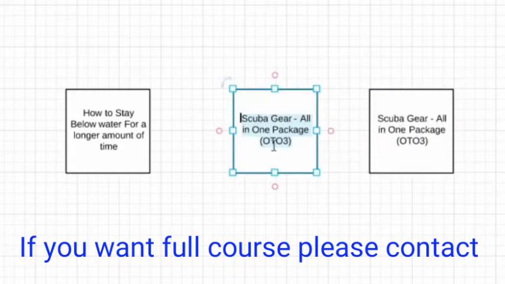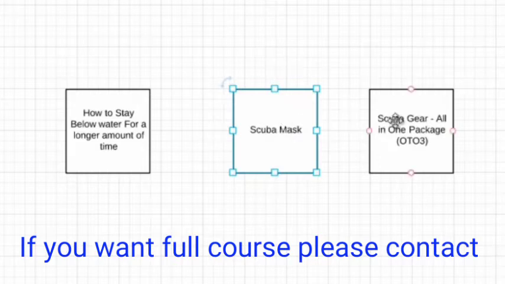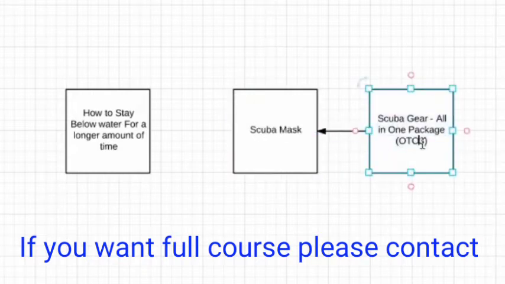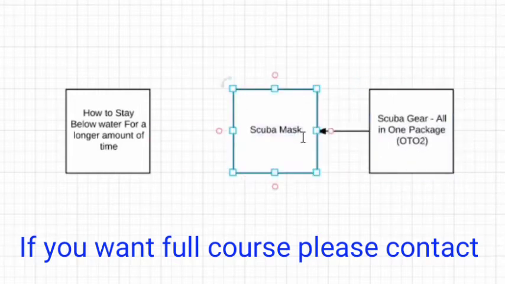Since the scuba gear is an all-in-one package, maybe we focus on the scuba mask. So if somebody buys a scuba mask, you could say, hey, you buy the scuba mask, but I'm going to offer you the scuba gear for like half off or something. So let's go here, and for simplicity, let's do OTO2 since it's a product. We'll do this as OTO1 and then maybe a front end offer.